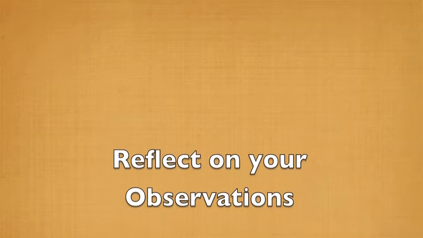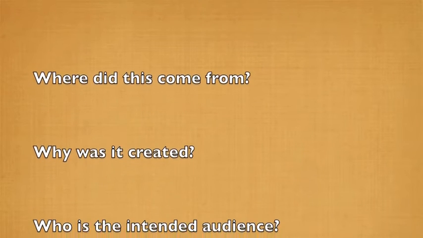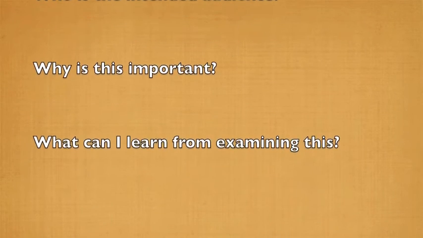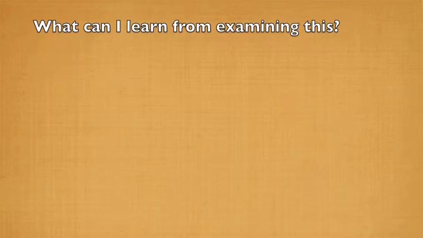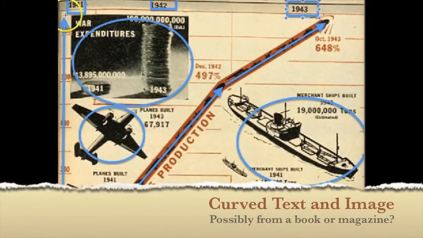Next, reflect on your observations. Ask yourself questions like, where did this come from? Why was it created? Who is the intended audience? Why is this important? And what can I learn from examining this? When I think about the curved text, it makes me wonder, did this come from a book or maybe a magazine?